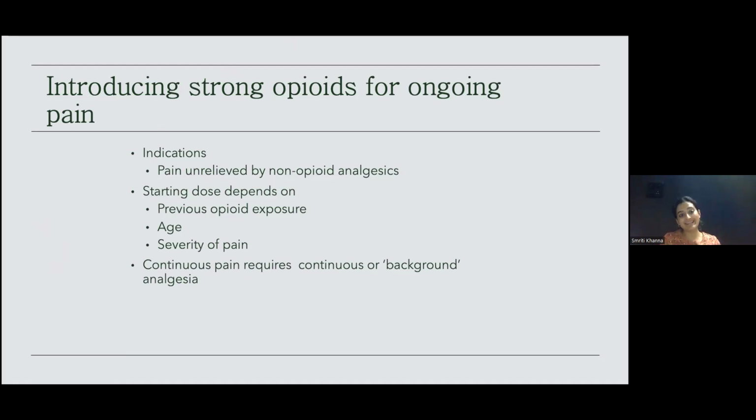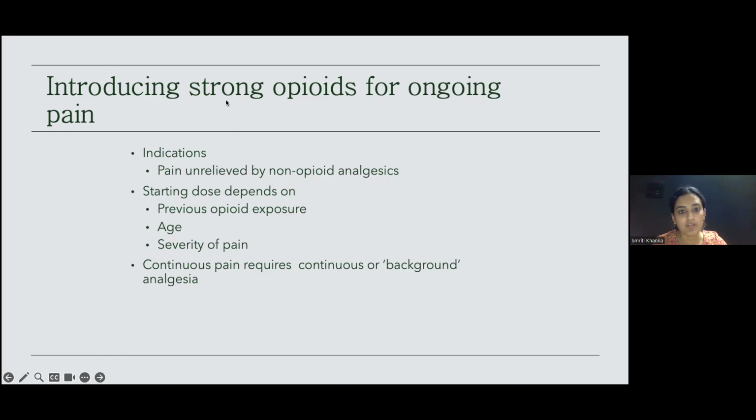Usual indications for ongoing pain management with strong opioids is pain unrelieved by the non-opioid analgesics. The starting dose, as I had discussed, depends on the previous opioid exposure, the age, and the severity of pain. And just to remember, continuous pain requires continuous or background analgesia.